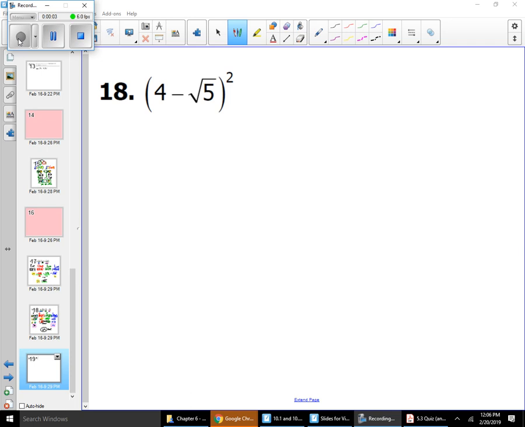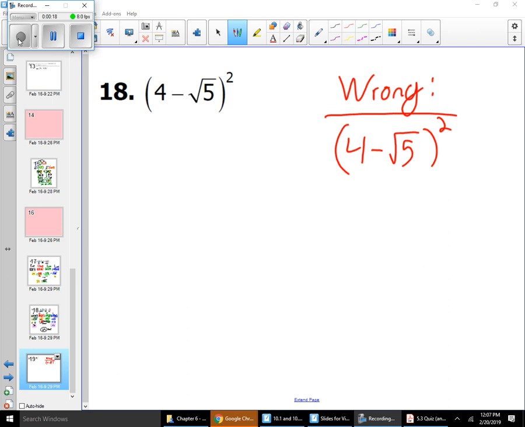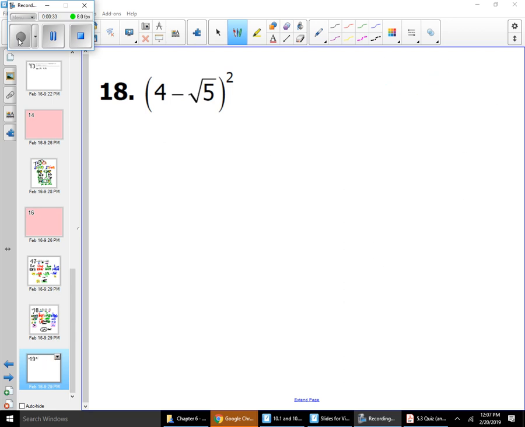This last FOIL problem isn't particularly difficult, but it is something that I want to caution you. Something that sometimes people do, and it's wrong, is to try to take that 2 on the outside of the radical and do some sort of weird distributive property thing. And maybe we're going to square the 4 and square the root 5 and get something like this. Unfortunately, that doesn't work. What it means to square something is to multiply it by itself. That little 2 symbol means that we have 2 of these.